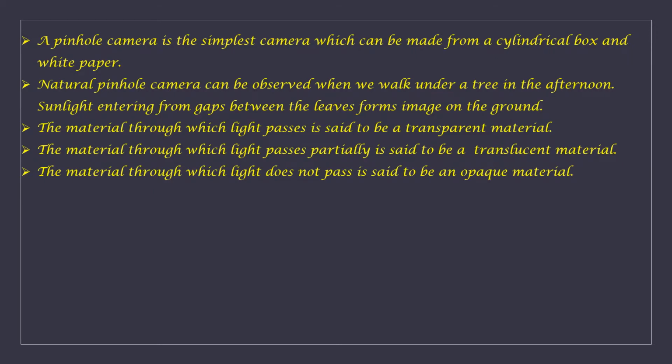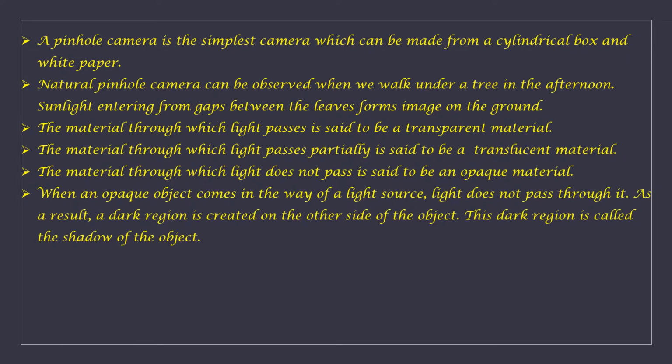And when an opaque object comes in the way of a light source, light does not pass through it. As a result, a dark region is created on the other side of the object. And this dark region is called the shadow of the object.